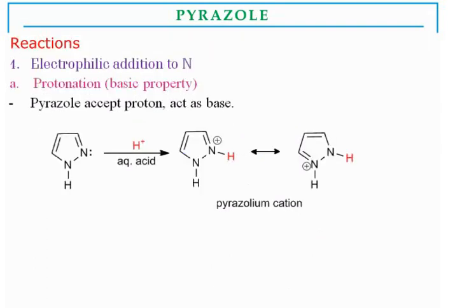Now reactions of pyrazole: electrophilic addition to nitrogen, protonation, basic properties. Pyrazoles accept a proton and act as a base. In this scheme, you can see it reacts with the acid and forms the pyrazolium cation.